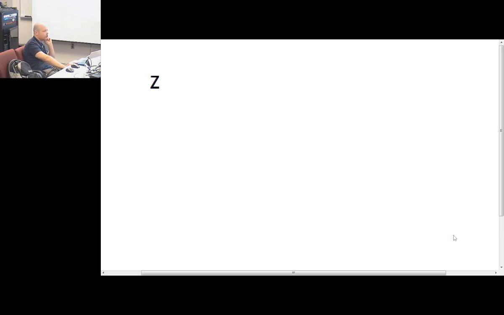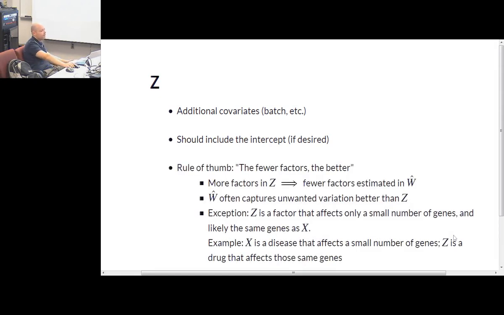Z is any additional covariates that you want to include. Things like if you have a known batch, stuff like that. If you want to include an intercept, which generally you do, and that's the default, Z is the place to put it. And then, like with X, just as a rule of thumb, the less stuff you put into Z, the better. Actually, in most cases, I would recommend just not having anything in Z other than the intercept. Again, the reason is the more you put in Z, the fewer dimensions you have available to include in your estimated W.